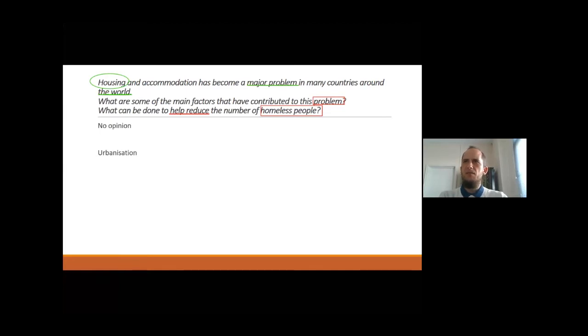My argument, what I'm going to be arguing is that the main factor that has contributed to this problem is urbanization. I'm going to give an example. For example, Astana or Nur Sultan.